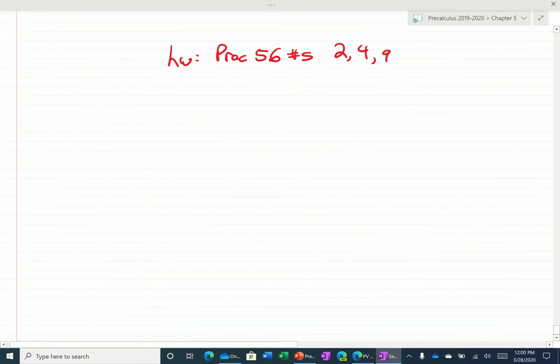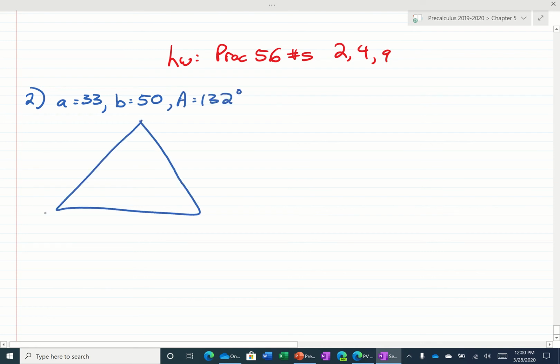All right, so on practice 5-6, problem number 2 says that side A is 33, which happened to be my age 11 years ago. Side B is 50, and angle A is 132 degrees. So I'm not going to draw it to scale. It's not important. You have A, B, and C. A is 33, B is 50, and angle A is 132. What we always do first is we find the height.